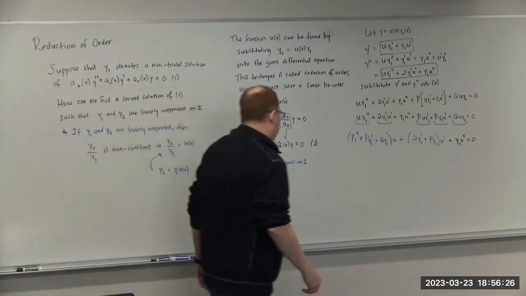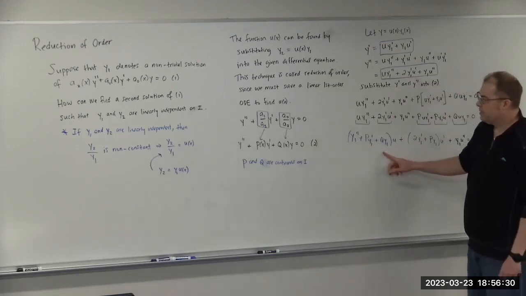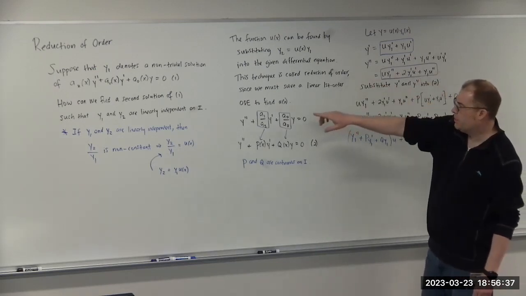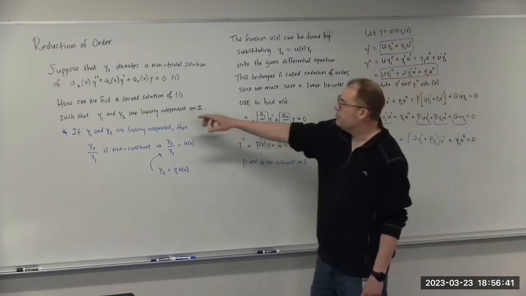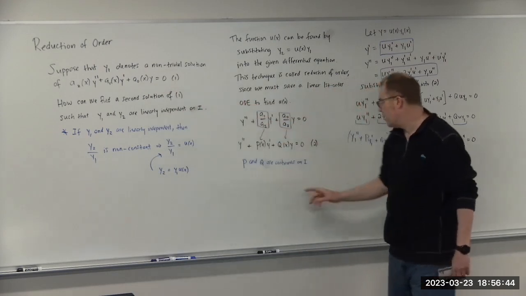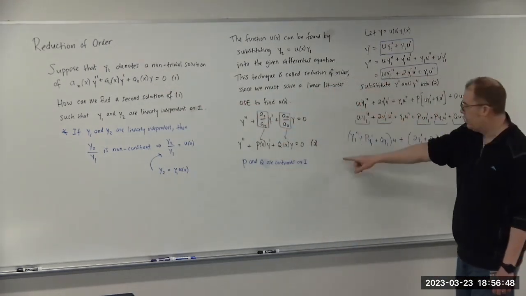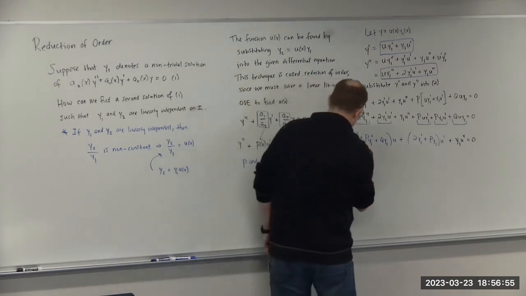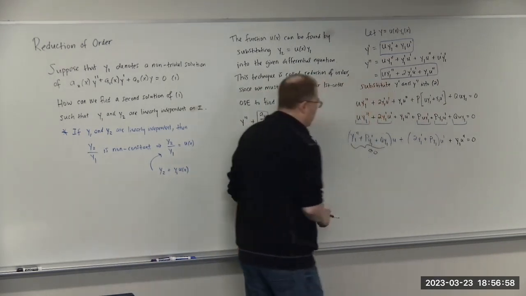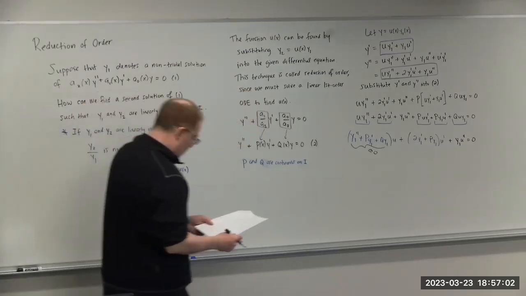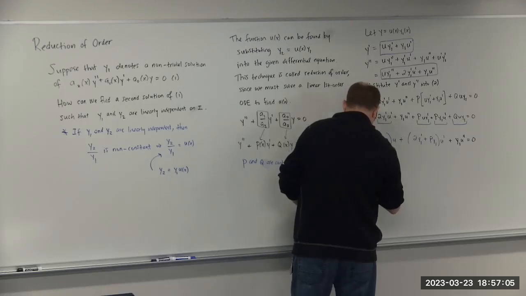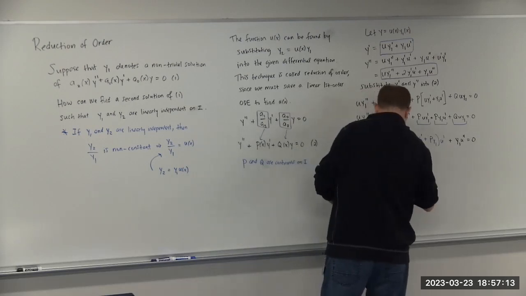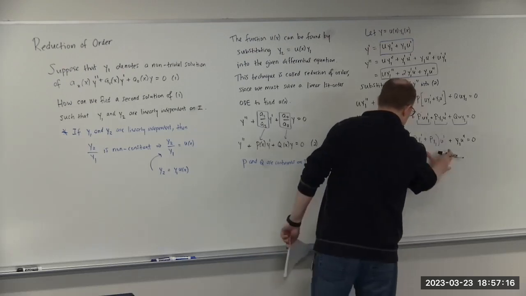As you probably figured out, this is going to be zero, because that was based on our assumption that y1 was a solution to this second order differential equation. So when you substitute back into the differential equation, this has to be satisfied, so this has to be zero. This is all zero. So this is what we have left, basically this part.